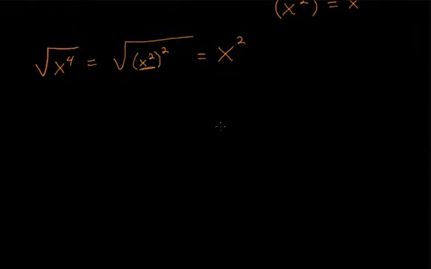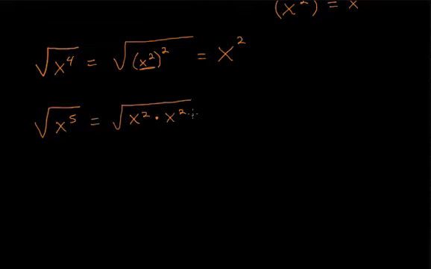And let's do one more. Let's do x to the 5th. And I'll show you two ways of doing this. X to the 5th can be factored into the product of x squared times x squared times x.